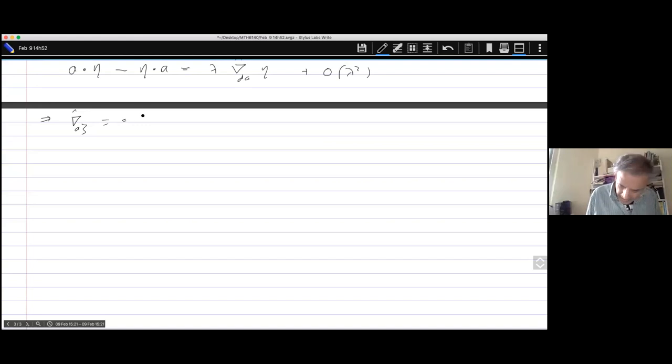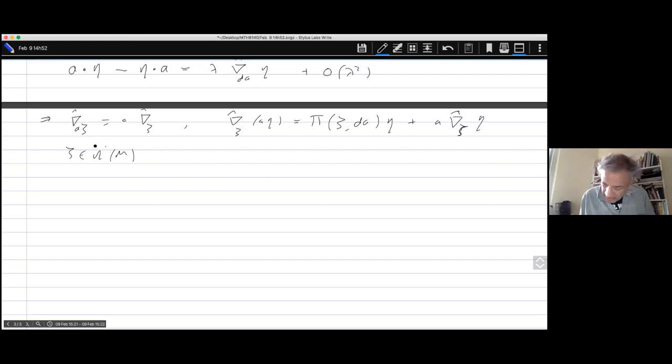zeta, is A nabla hat zeta. And nabla hat zeta of A eta is pi, this is the Poisson bivector, zeta dA eta plus A nabla hat zeta eta for all zeta in omega 1 m. So this was an example of dA. A is a function on my manifold. So this is a covariant derivative, but not along vector fields, but along one forms. So such a gadget is called a contravariant connection, or Lie-Reinhardt connection.